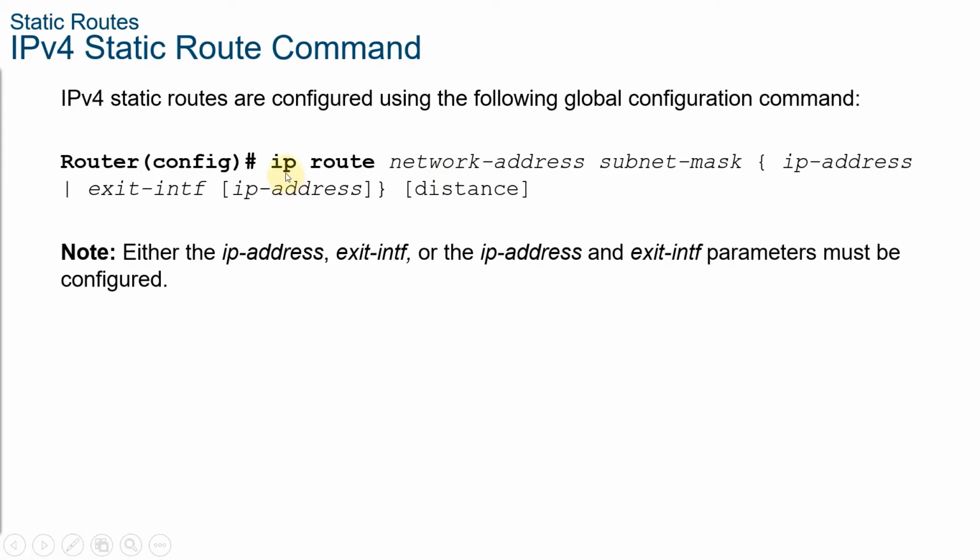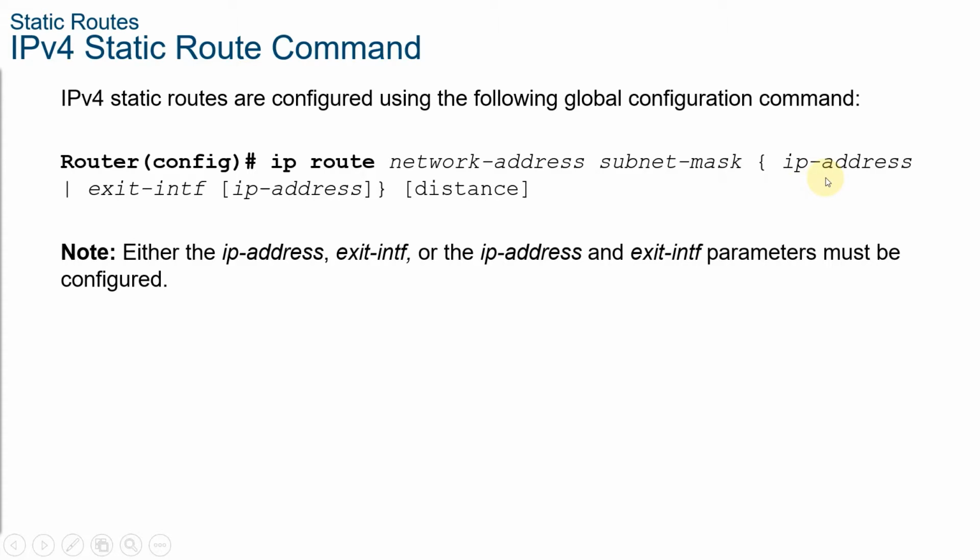Again, the syntax would be ip route. So what is this network address? The network address identifies the destination IPv4 network address of the remote network to add to the routing table. The next one would be subnet mask. It identifies the subnet mask of the remote network. The subnet mask can be modified to summarize a group of networks and create a summary static route.